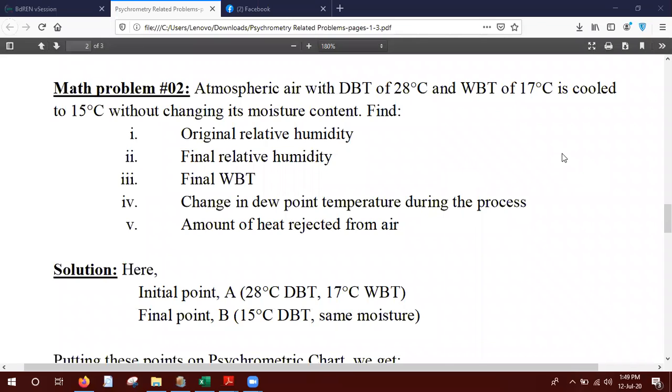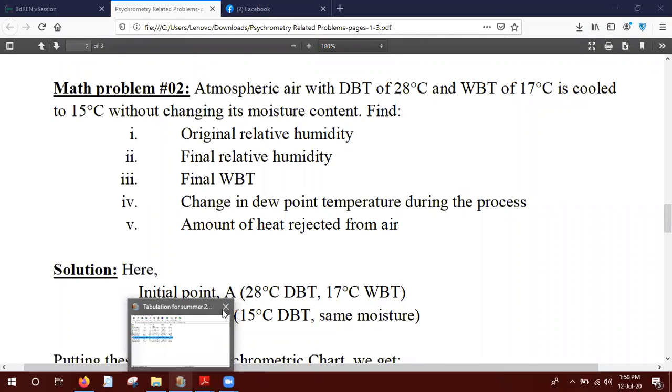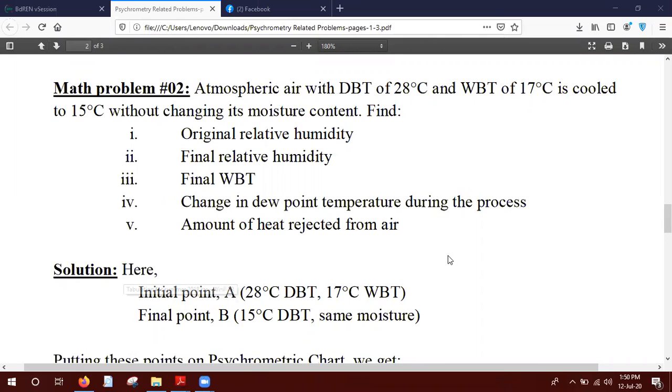Okay, my students, let's discuss this one problem, and this one will help us understand much better. First of all, before going there, let me start with the question. The question was: the atmospheric air with a dry bulb temperature of 28 degrees Celsius, and WBT, wet bulb temperature, 17 degrees Celsius.